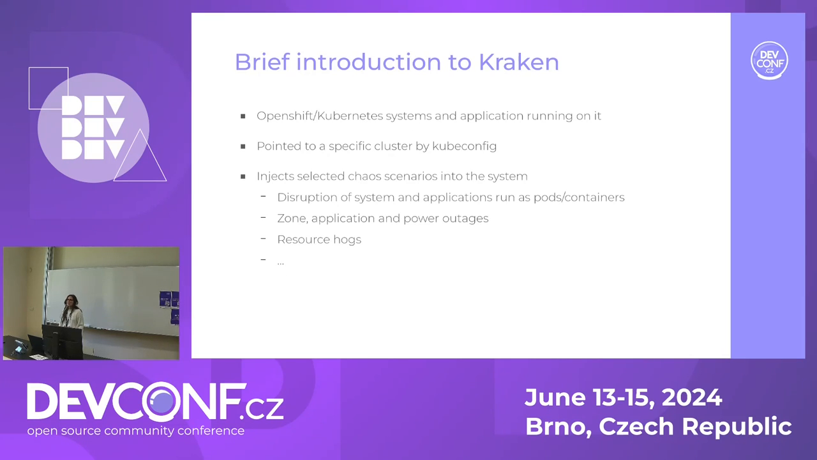So chaos testing generally aims at complex systems like clouds. Kraken aims to chaos test OpenShift and Kubernetes systems and applications running on them. You can point to a specific cluster by the kubeconfig, which you pass in a config of Kraken. And in this config, you can also select which chaos scenarios you want to inject into the system. We offer multiple chaos scenarios. One of them is, for example, disruption of system and applications running as pods or containers. We also offer zone outages and power outages, scenarios which are hogging memory and CPU, and many more. There is a huge list. I don't even know each of them.